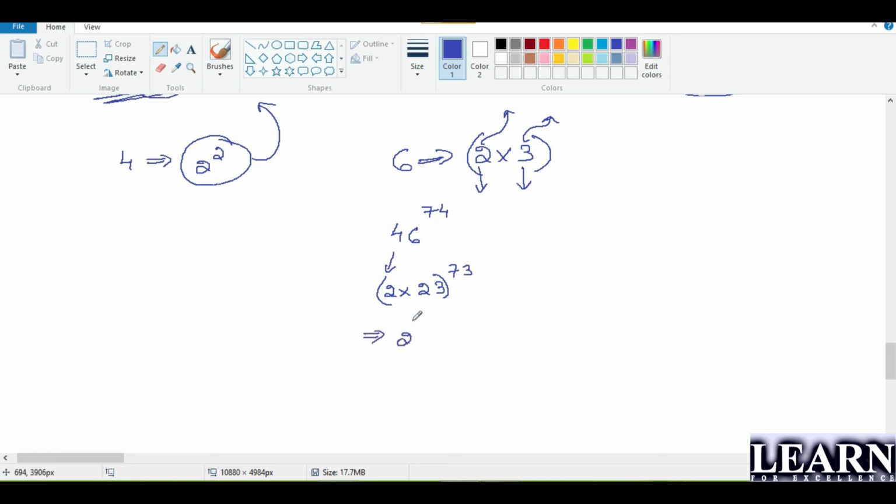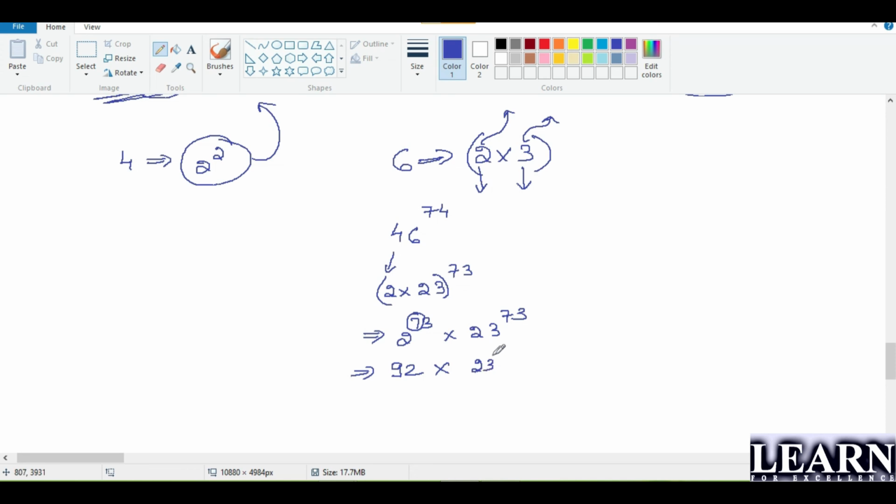So 2 into 23 to the power 73. So I can write 2 to the power 73 here and 23 to the power 73. What is 2 power 73, guys? This is an odd power. So if this is an odd power, we have to take the complement of 2 power 3. 2 power 3 is 8. Complement of 2 power 3 is 92. So we are done with this. It's a very simple thing, right?